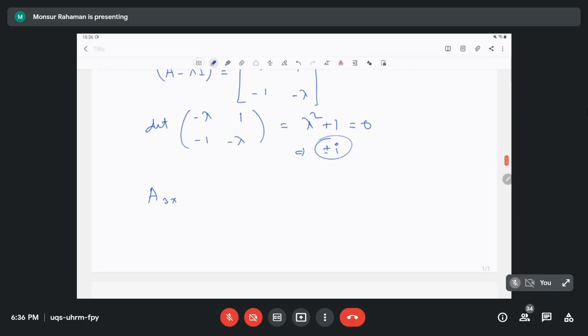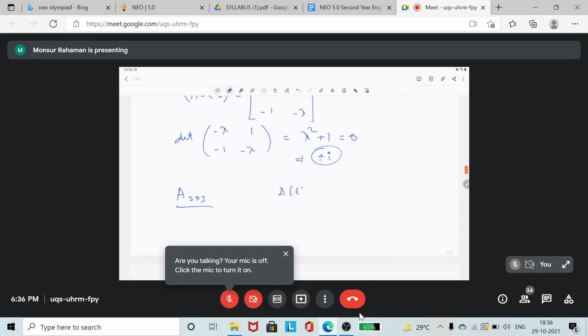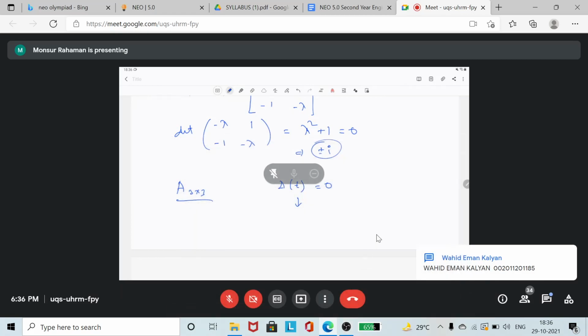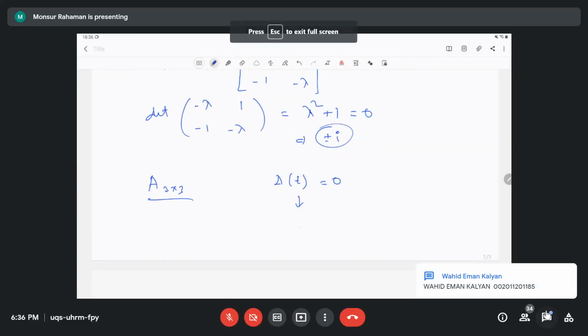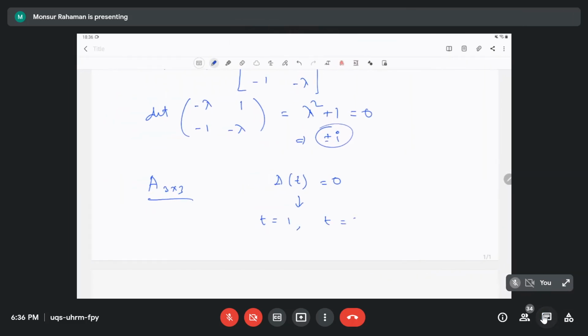by 3 matrix, and for that you will have a 3-degree polynomial. Suppose that determinant of A minus lambda I, you can write it in t also, equals 0. This is a polynomial of t, the characteristic polynomial. So for that equation you can find a maximum of 3 roots. Suppose they are different, t equals 1, 2 and 3.